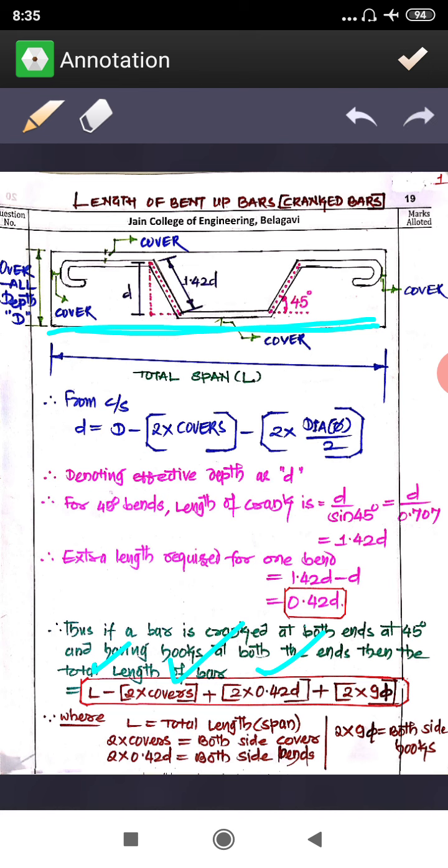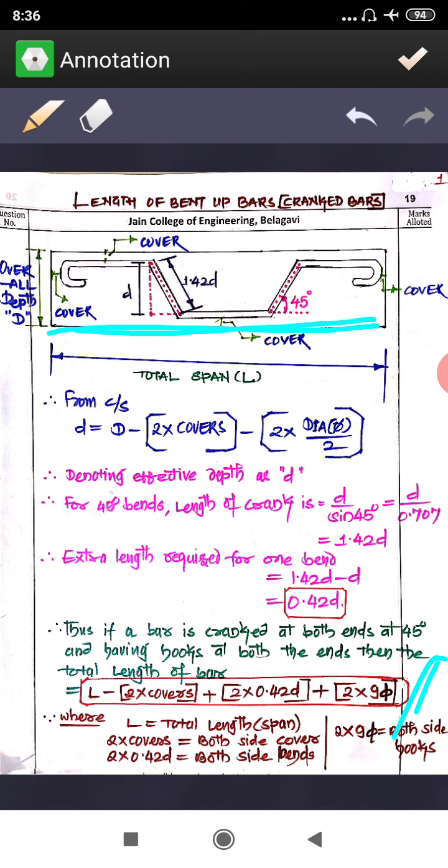One hook is 9 times dia, so 2 hooks is 2 into 9d. So I have written those contents. L is equal to total span, minus 2 into covers, since both side covers we have to deduct, plus 2 into 0.42d, that is both side bends or the cranks we have to take, and 2 into 9 times of dia, both side hooks. So this is how we are going to determine the length of cranked bar.